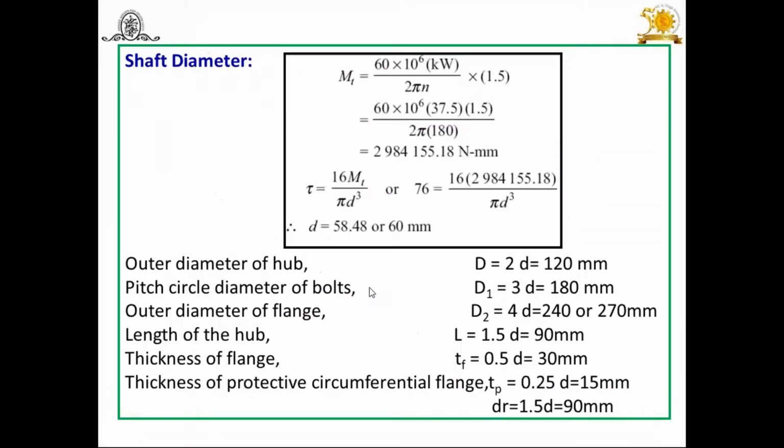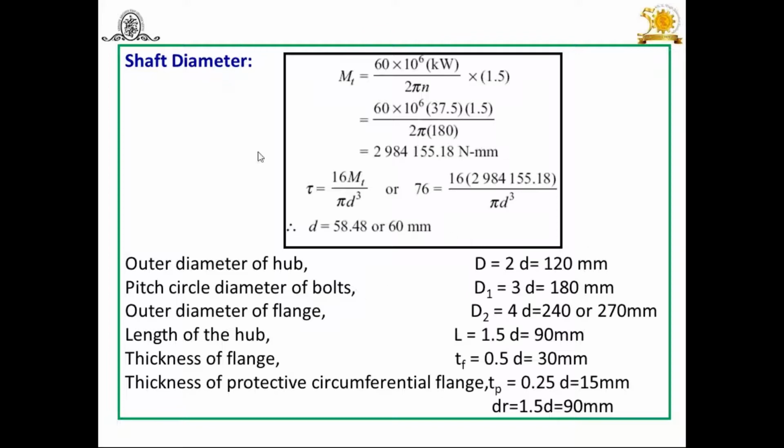That means by using empirical relations, we get all the dimensions. Once we have all the dimensions, we have to check whether this coupling will sustain the load, by determining the stresses induced in different parts. If the induced stresses are less than the permissible stresses, then we say our design is safe. Otherwise, you can increase the shaft diameter and check it again. If it still fails, you can change the material. These are the different approaches you follow while designing any mechanical system or component. Try to understand.